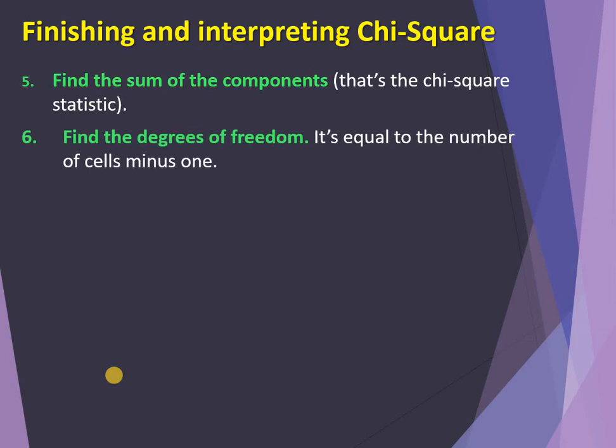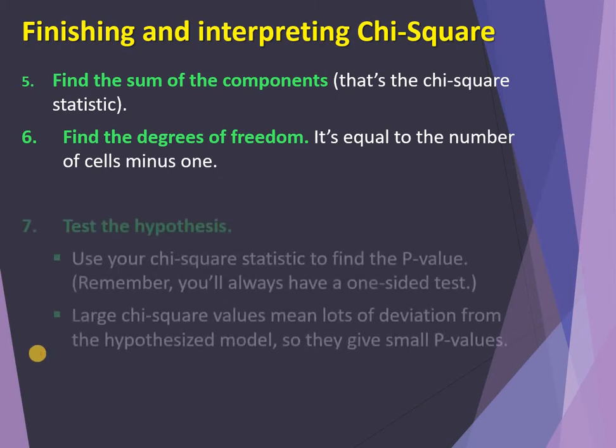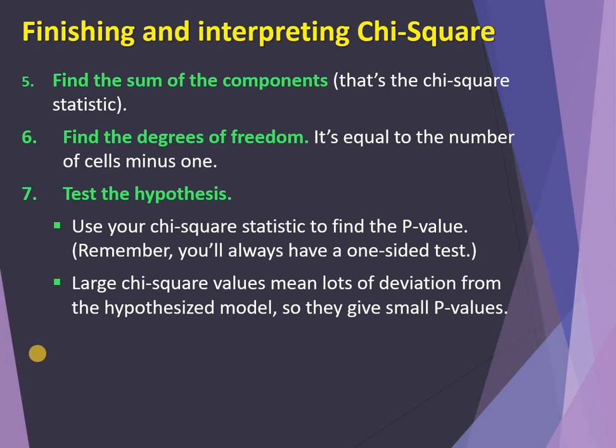Okay, we're going to do the degrees of freedom. And when we're talking about goodness of fit, it's nice and simple because you only have one row or one column. It's just the number of cells minus 1. It's just the n minus 1. And then we'll use our chi-squared test statistic to find the p-value.